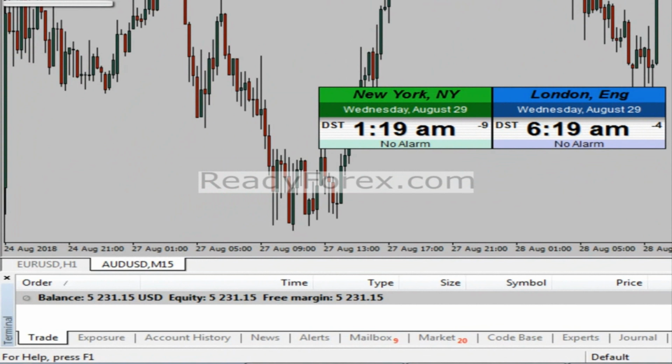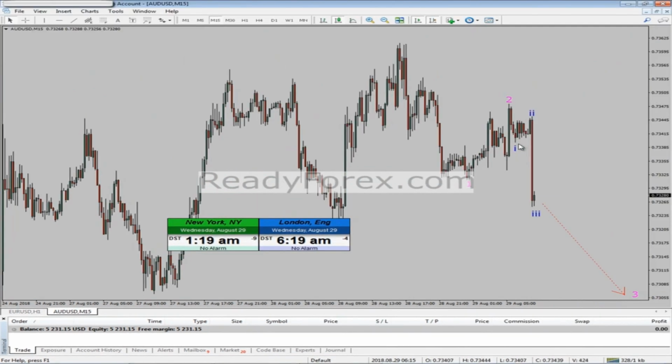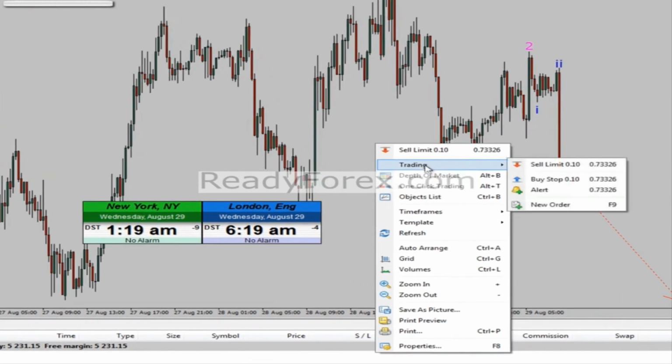London time. And in my judgment, we have a possible sell trade setup in 15 minutes time frame of Aussie dollar versus US dollar. This is a spot forex currency pair. Let me now open a sell trade, go to new order.